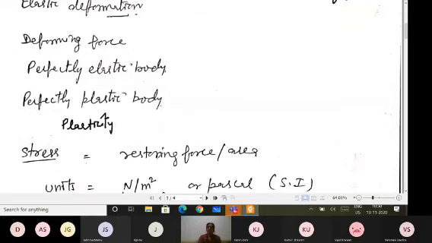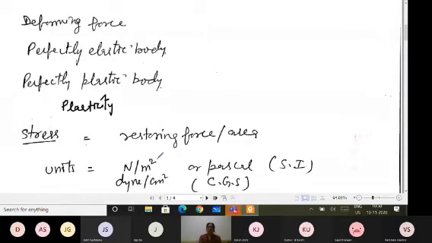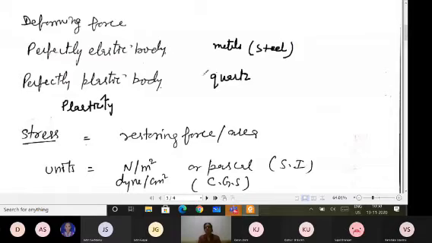Like rubber is an elastomer. Steel is an elastic body. You can take glass as a plastic body. Quartz and glass can be taken as plastic bodies. And for an elastic body, you may take any metals, like steel. Of course, when you do the experiment, you learn the things more.